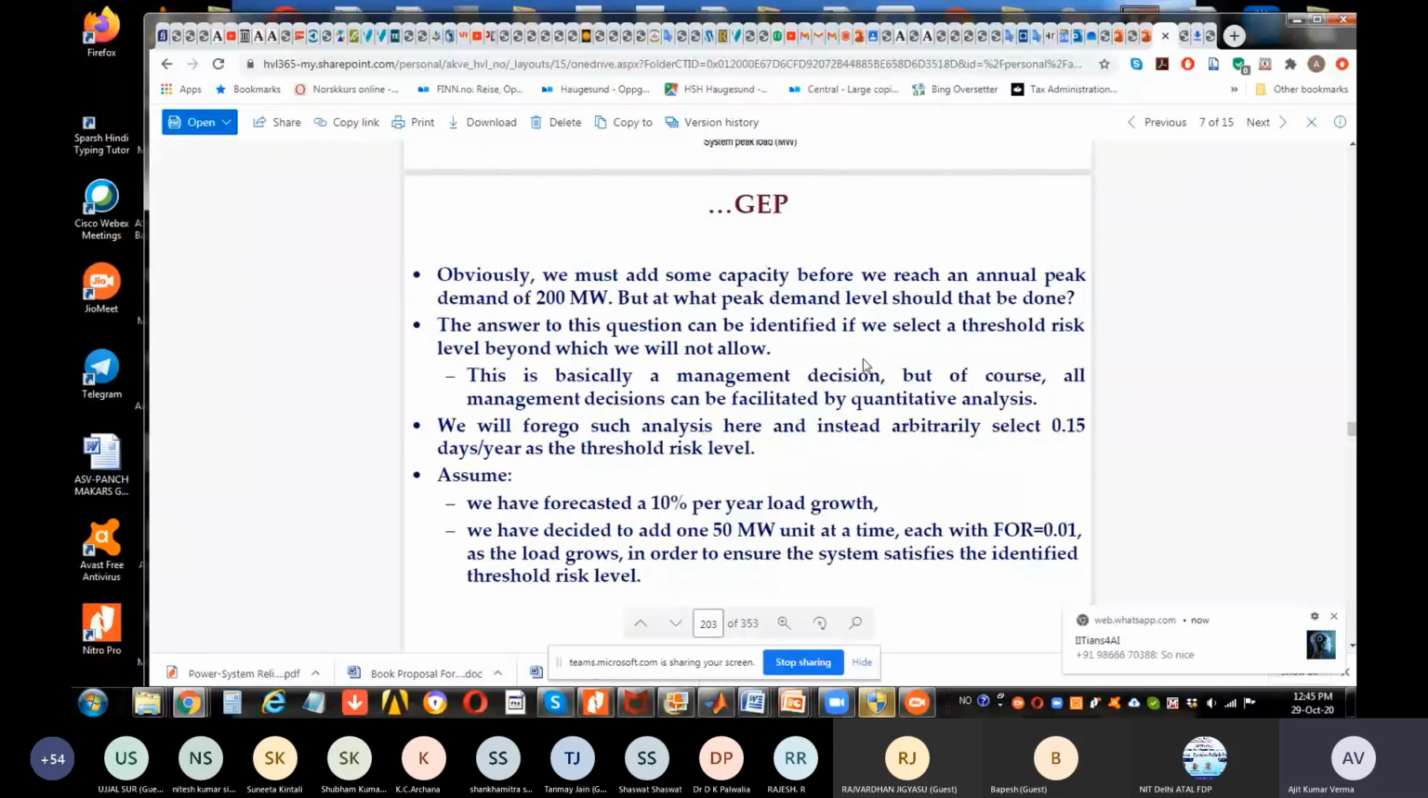Let's say that arbitrarily we select 0.15 days per year as the threshold risk level. And we forecast a 10% per year load growth. We have decided to add a 50 megawatt unit at a time. So we already have 200 megawatts, four units of 50 megawatt. Now we decide to add 50 megawatt with forced outage rate of 0.01 as the load grows and the risk increases. We select 0.15, you see, 0.15.